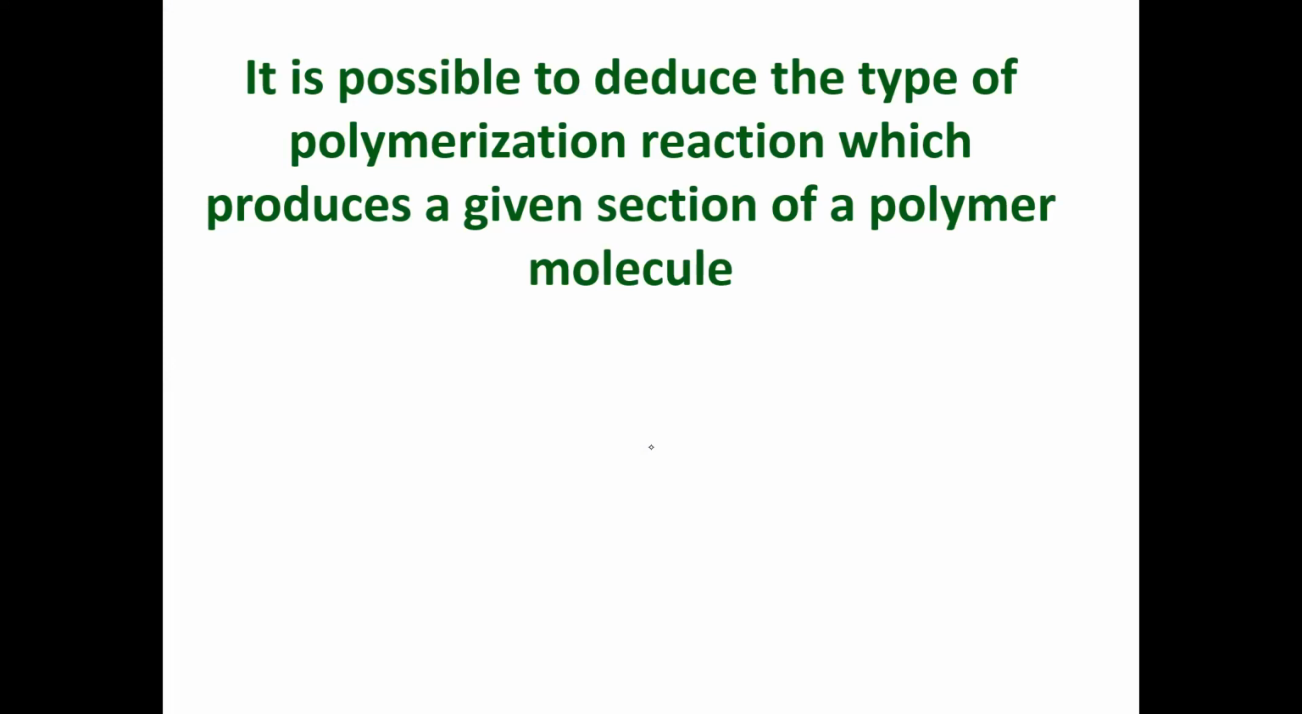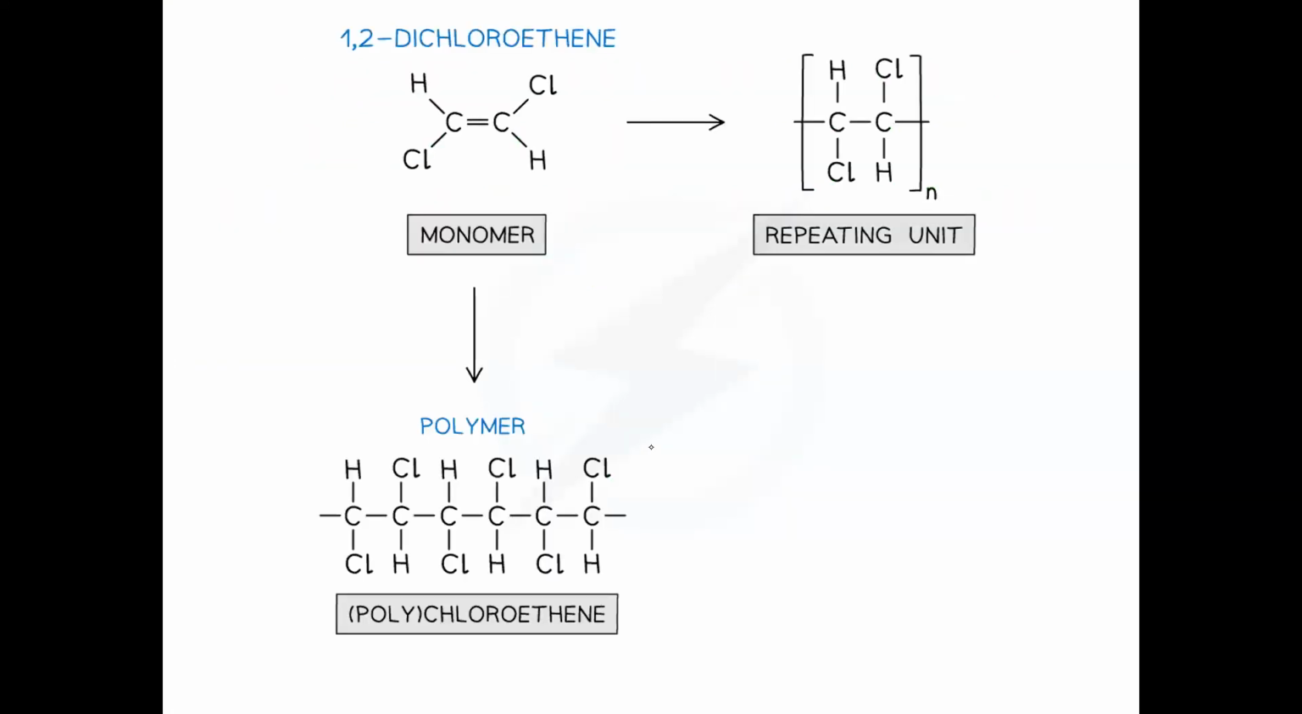Now, how do we deduce the type of polymerization which produces a given section of a polymer molecule? They can give you monomers and they can ask you whether it is going to be addition or condensation. Now look at this case, 1,2-dichloroethene. This is from AS. You can see polychloroethene and the right side is the repeat unit. The one is the monomer. And how are you going to answer this question? They can ask you two things. What is the repeat unit and what is the monomer?